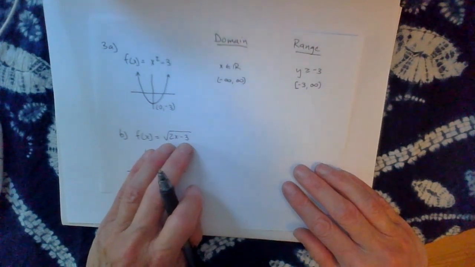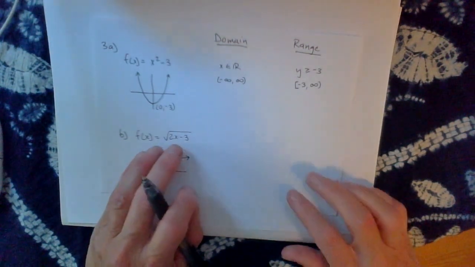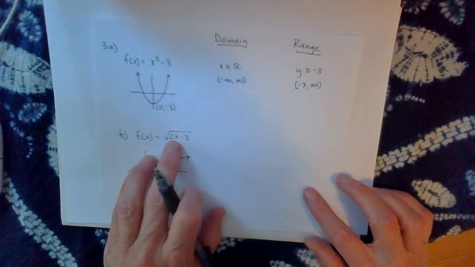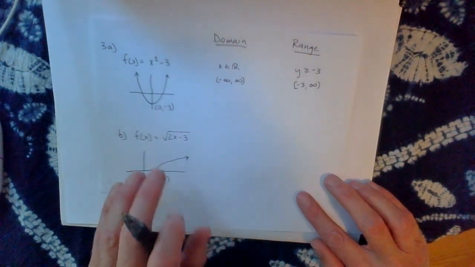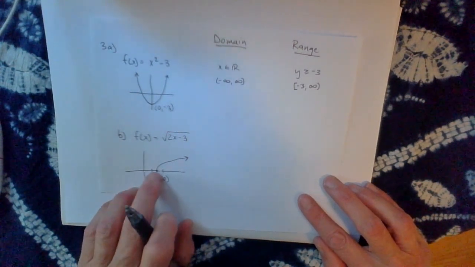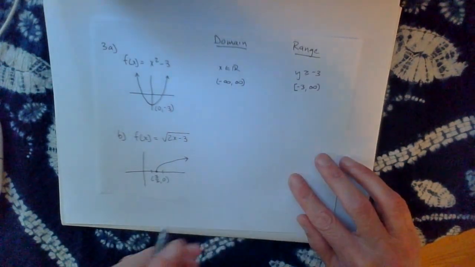All right, the square root function. This is a transformation of a square root function. It's moved to the right 3 and then horizontally compressed by a factor of 2. It starts, instead of at (0, 0), it starts at (3/2, 0).